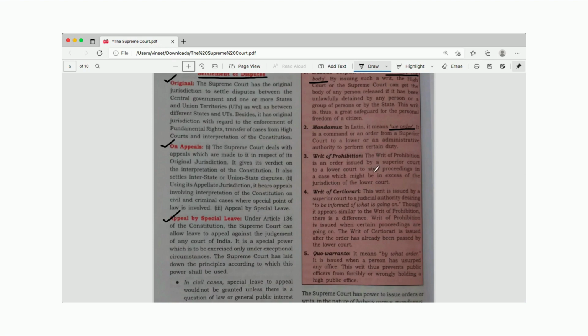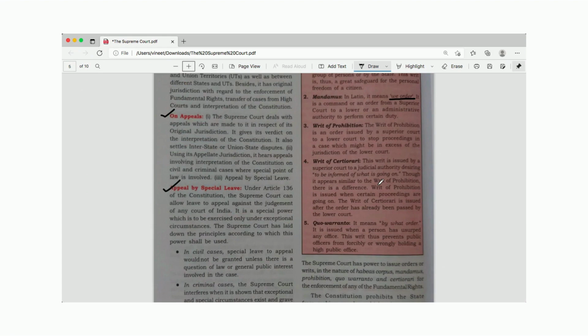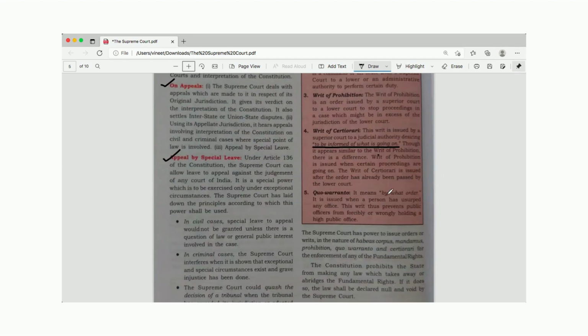Writ of prohibition from a superior court to a lower court to stop proceedings in a case which might be in excess of jurisdiction of lower court. So they prohibit the lower court from taking up that case. Writ of certiorari, that is to be informed of what is going on. Writ of quo warranto, that means by what order. Not only this, you have to read the entire table to understand under what circumstances the different writs are issued.